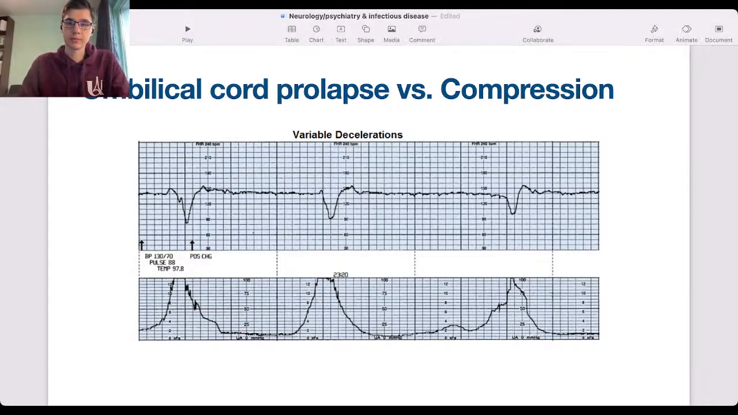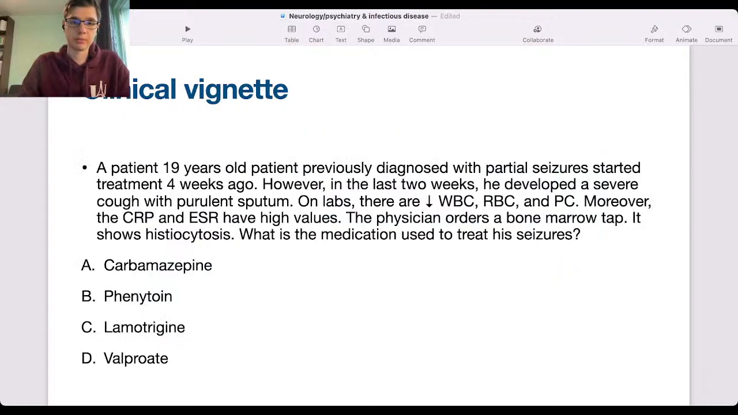Okay, on to the next one. Now, we have a patient of 19 years old that was previously diagnosed with partial seizures. He started treatment 4 weeks ago. However, in the last 2 weeks, he developed a severe cough with purulent sputum.